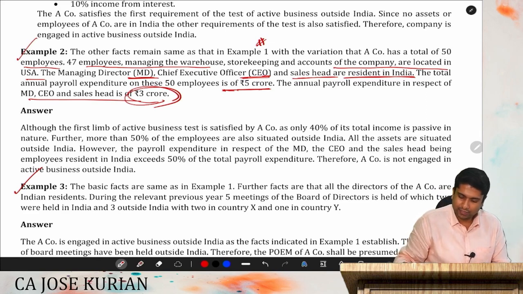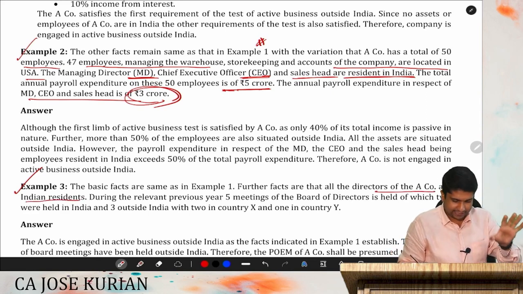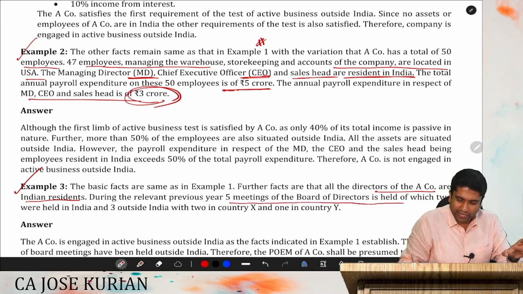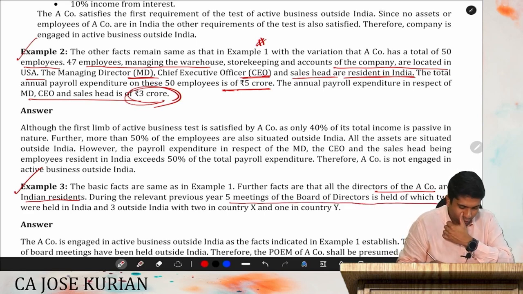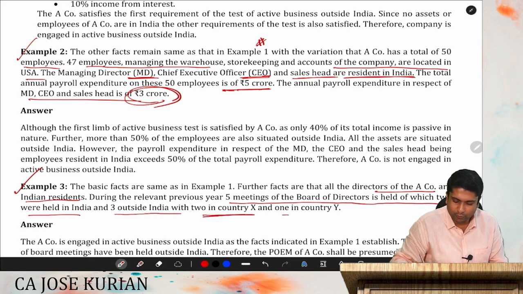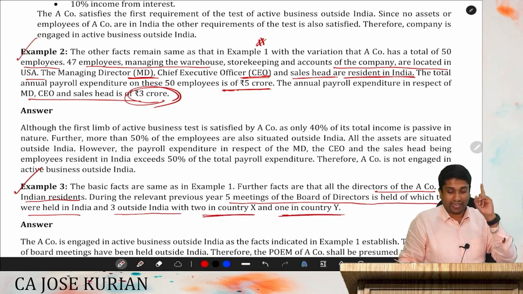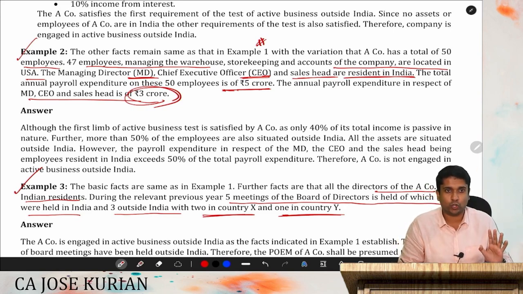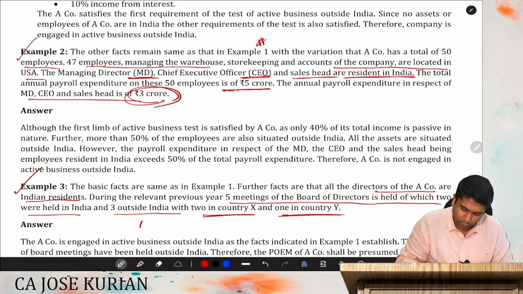Further facts are that all directors of ACO are Indian residents. During the relevant PY, 5 meetings of board of directors are held, out of which 2 in India, 3 outside India, with 2 in country X and 1 in country Y. Example 1, what was the conclusion? Active business outside India, yes or no? So in example 1, we have concluded that ABOI is satisfied.